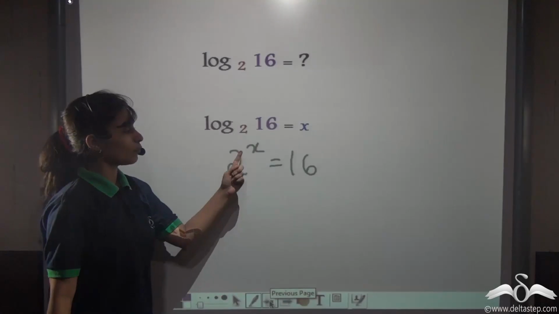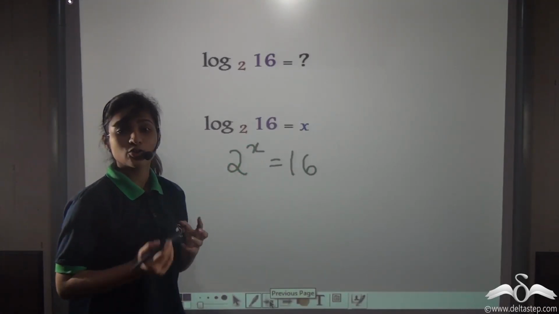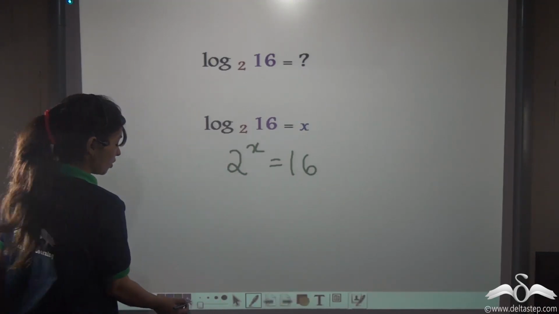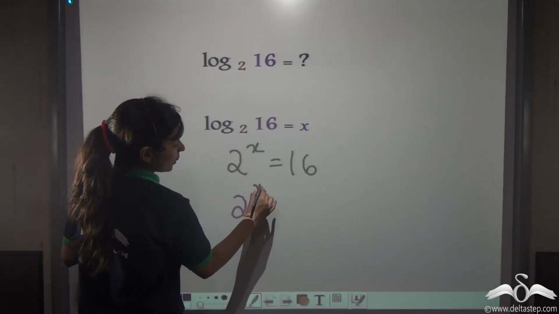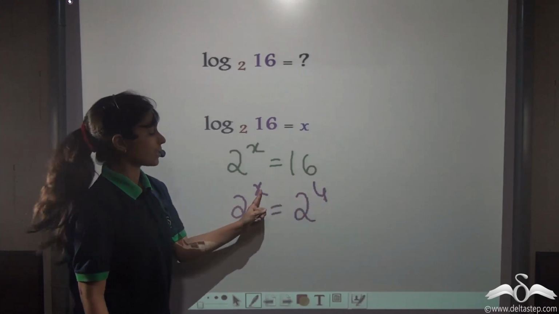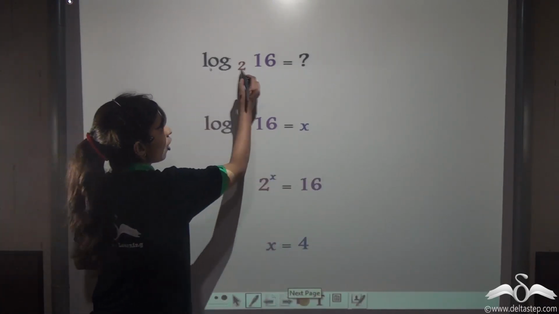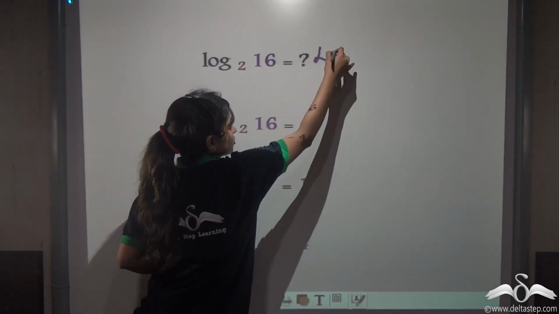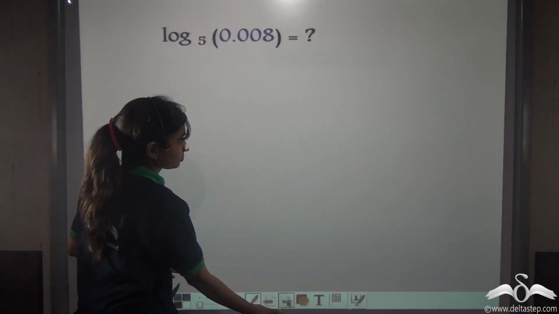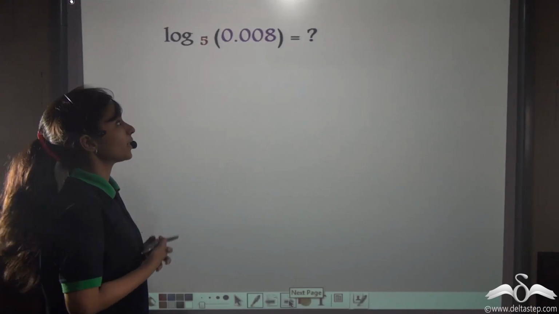Right? Now tell me, what can be the value of x? How many times 2 needs to be multiplied to itself to get 16? 4 times. So you can say that 2 to the power x is equal to 2 to the power 4. So what is the value of x? X's value is 4. So we found out that log of 16 when the base is 2 is actually 4. So this is how you solve logarithms. Solve this. Tell me what can be the answer.